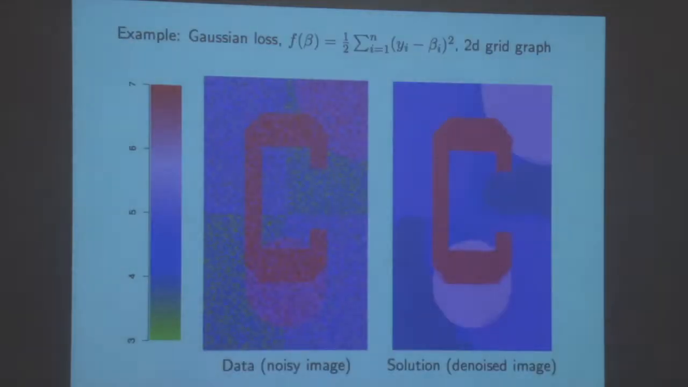So here are two examples of this type of penalty applied. The first is an image denoising example. In this example, my graph is actually just given by joining adjacent pixels in an image.